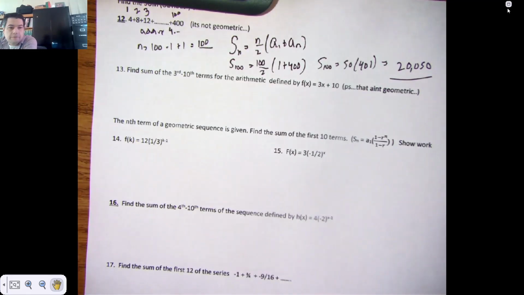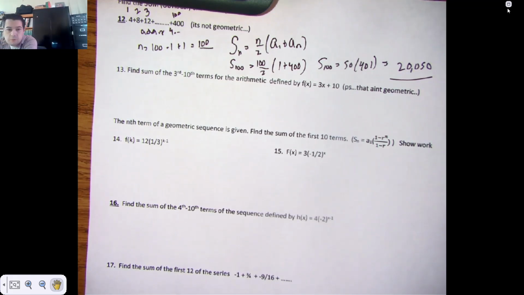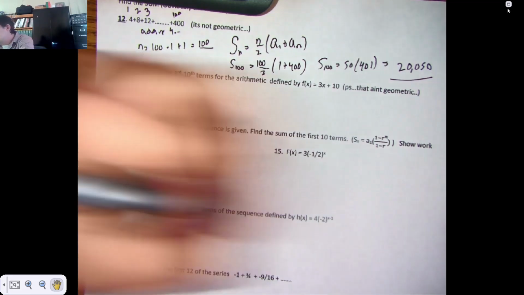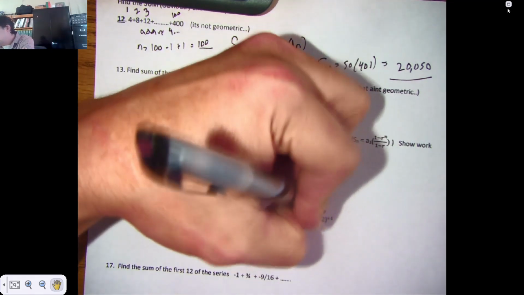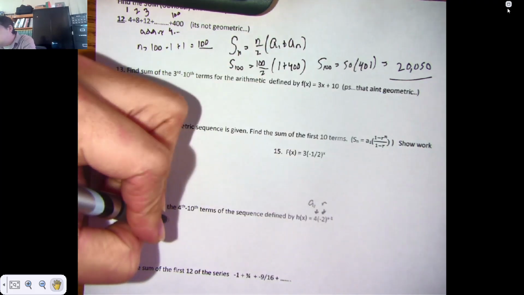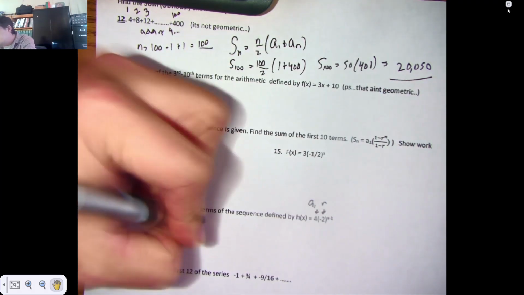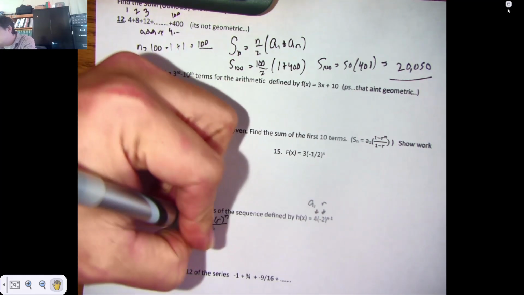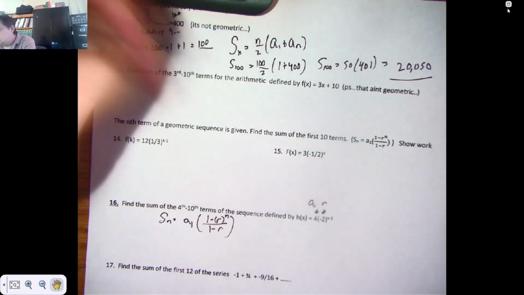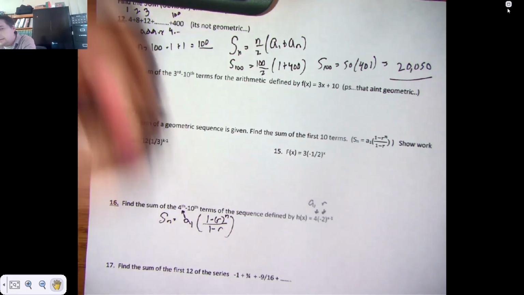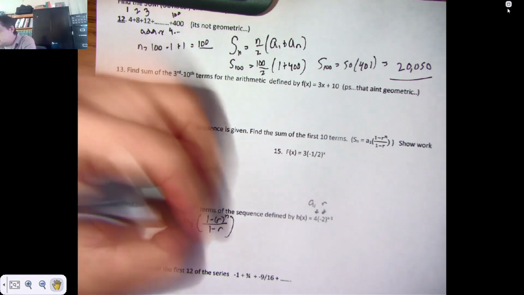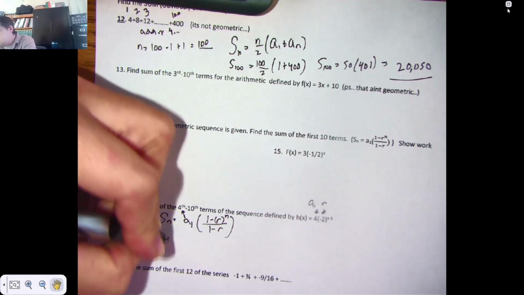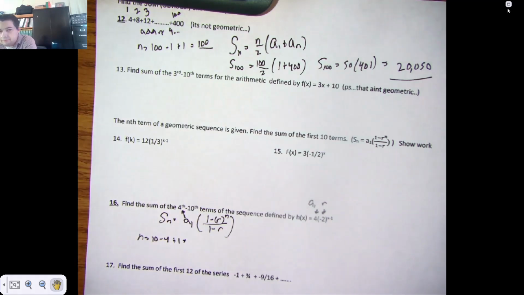All right, what's up next? 16 is up next. Find the sum of the 4th through 10th terms of the sequence defined by h of x is negative 4 times 2 to the x minus 1. That is definitely geometric. There's the first term, there's r. And I'm going to use the form that the sum of n things is a sub 1, big old set of parentheses, 1 minus r to the n over 1 minus r. And the first term here is actually that guy. n is 10 minus 4 plus 1. That's how we do it, which is 7.